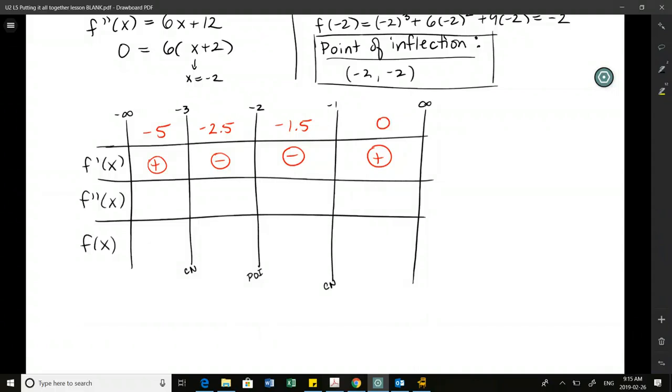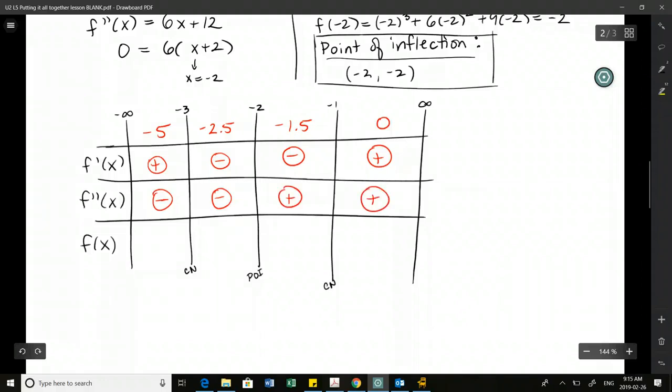Okay, and then into the second derivative, this one should be pretty easy. This gives us negative, negative, positive, positive. No, in advanced functions, we multiplied them together because they were like rational expressions. But here's what I know.